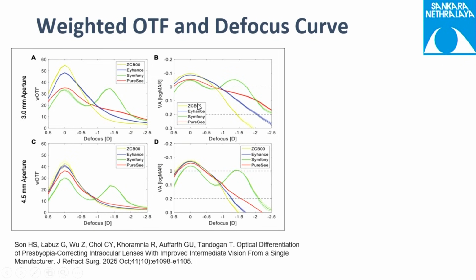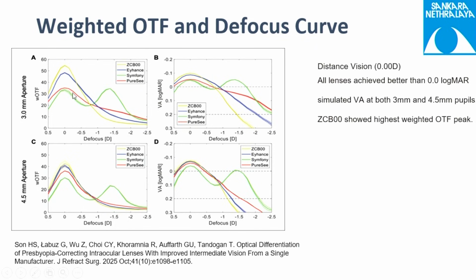So when we compare all four lenses, this is the OTF here, and here is the visual acuity. You can see that for far objects, visual acuity is 6.6. All are above 6.6, whether it's a dilated pupil or a small pupil, all four lenses. But what does it actually mean? If you look at the OTF, not the visual acuity, Technis is definitely better than Symphony, and that difference reduces in a dilated pupil.